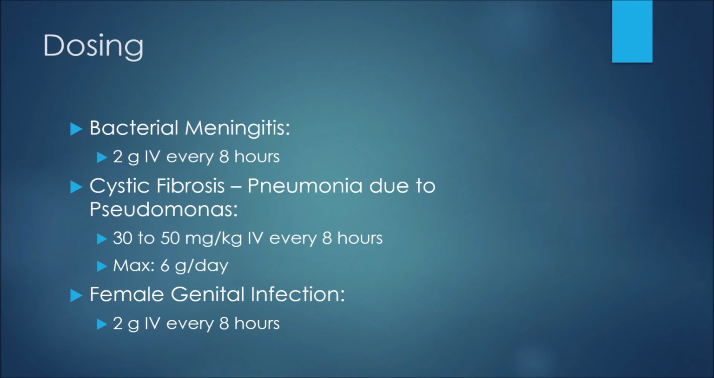Now for some examples of dosing with Ceftazidime. So in the treatment of bacterial meningitis, we would typically see 2 grams given intravenously every 8 hours. In cystic fibrosis, under the setting of pneumonia due to Pseudomonas, we may see 30 to 50 milligrams per kilogram intravenously every 8 hours. The maximum dose would be 6 grams per day. In some female genital infections, we may see again 2 grams intravenously every 8 hours.